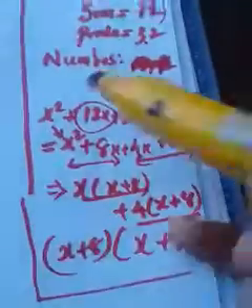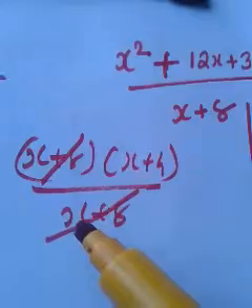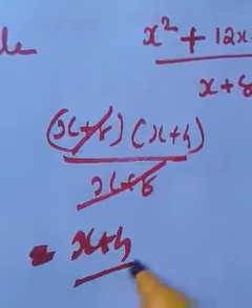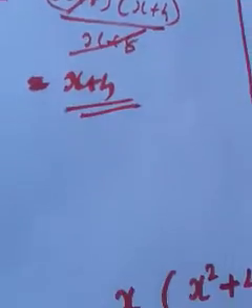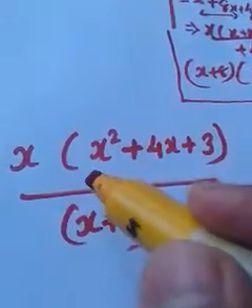Once you factorize this numerator, we will get almost like this, and write the denominator as it is, then we can cancel like this, and we will get a very short answer, x plus 4. And moving to the next question, you just see this question.